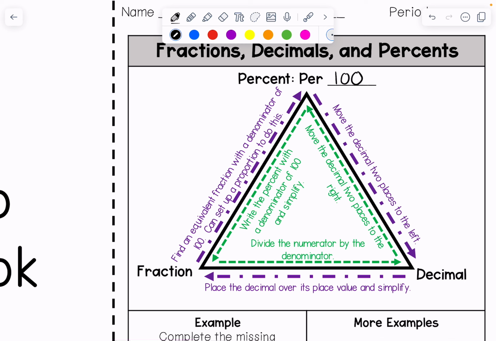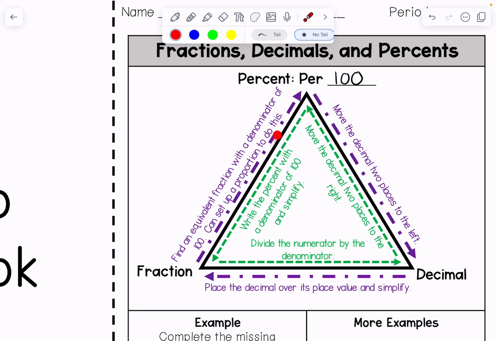So here I have a little triangle. Fractions, decimals, and percents are all related. And I have some different kind of arrows. The purple arrows are going from left to right, or I guess clockwise around. And then the green arrows are going counterclockwise. So you can use this diagram if you needed to convert from a fraction to a percent, for example.